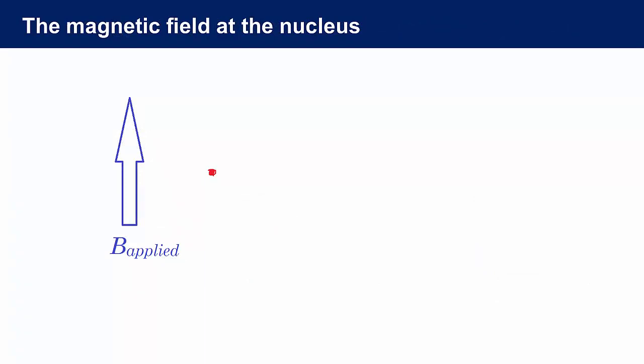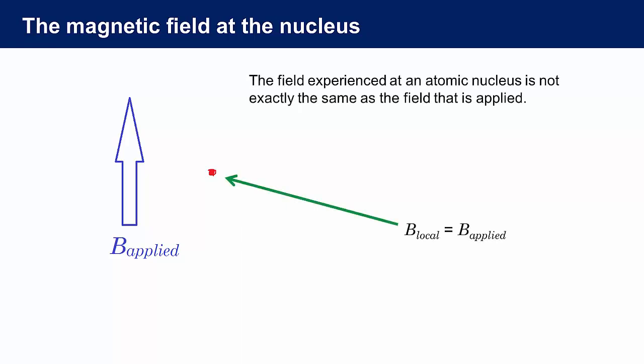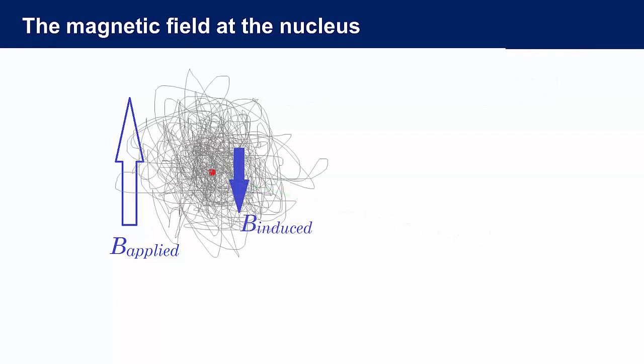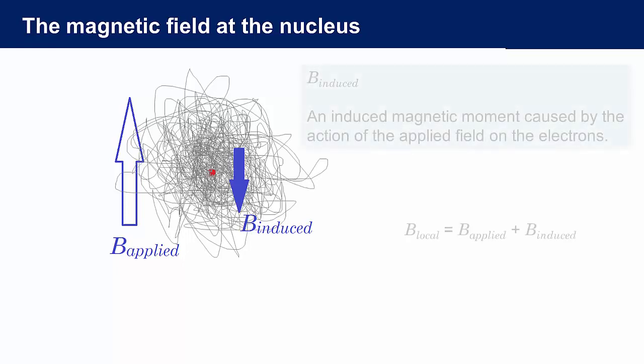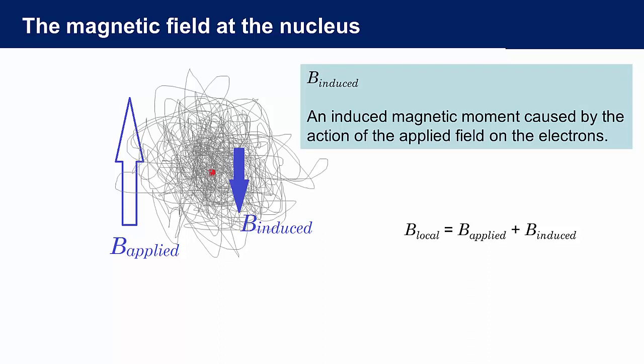If you have a nucleus and you apply a magnetic field B, this is mostly, but not exactly, the field that is experienced by the nucleus. Magnetic fields interact with magnetic moments, whether they be intrinsic to a particle or created by moving particles. Magnetic fields interact with all electrons in a material, slightly perturbing their motion and creating an induced magnetic moment. We can think of the field experienced at a nucleus as being a sum of the applied field and of the contribution from the induced moments due to the electrons.